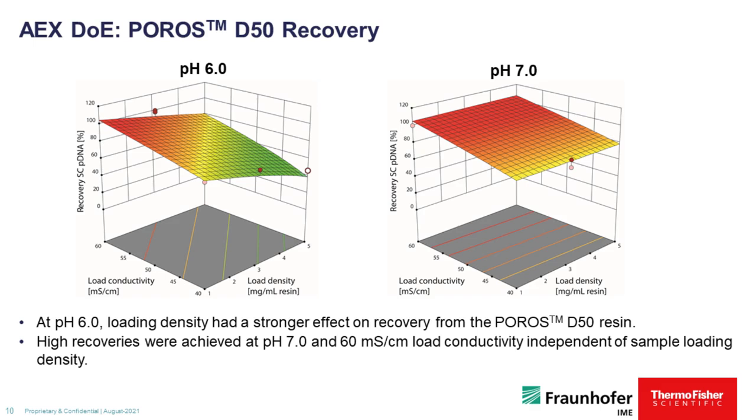And lastly, we have the results for the D50 resin. This resin showed, again, the best performance at pH 7, where we obtained high recoveries at 60 millisiemens per centimeter, and this was independent of sample load density. And in contrast, we have a pH 6 result as well, in which we saw a strong effect on the recovery on the D50 resin as a function of load density, in which a lower load density achieved greater recovery.